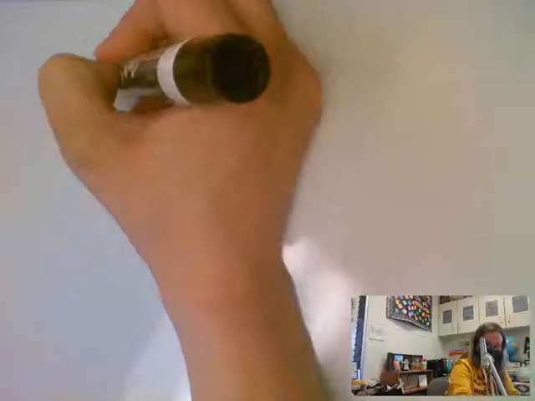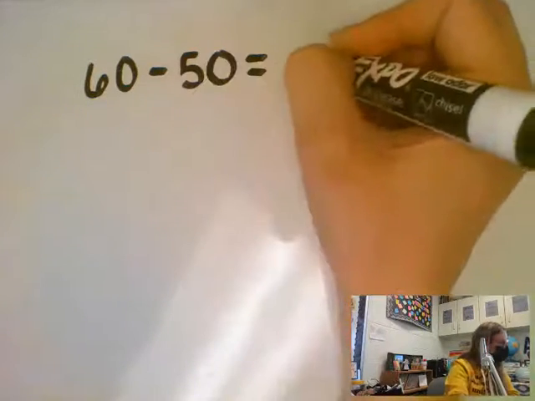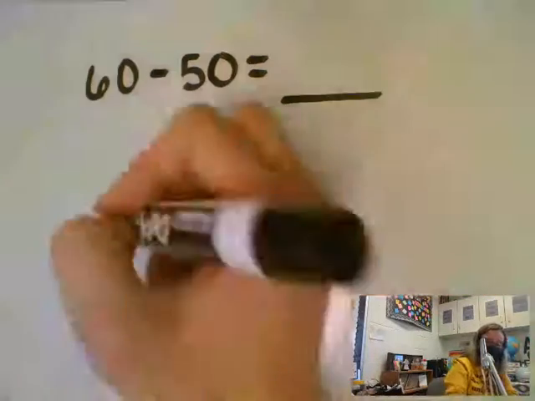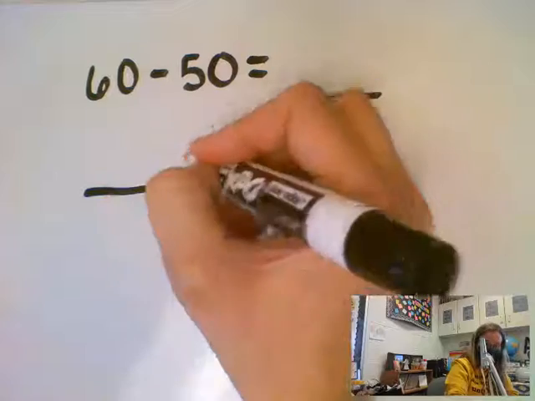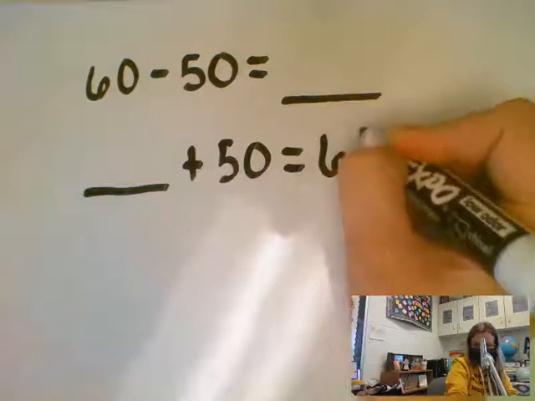All right, if you want to turn your page now and go to the top of 462, they have 60 minus 50, and this one they've written out horizontally. 60 minus 50 equals some number that we're not sure of yet. And it says to solve that, figure out what number plus 50 would get you to 60.